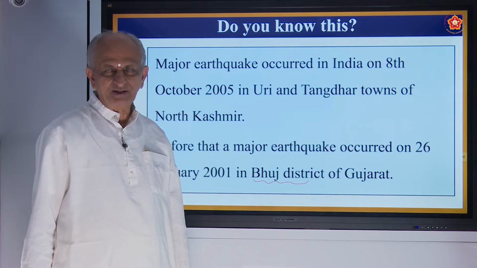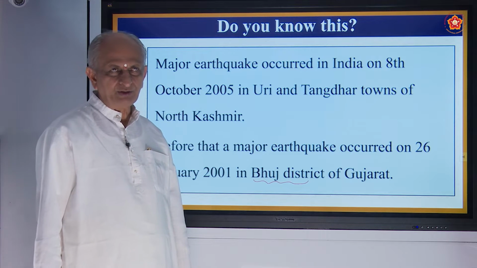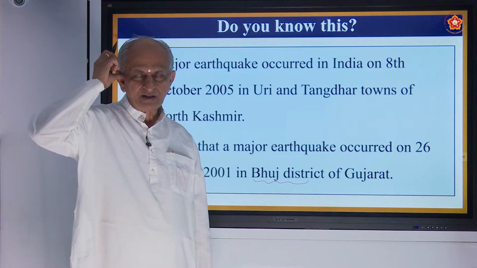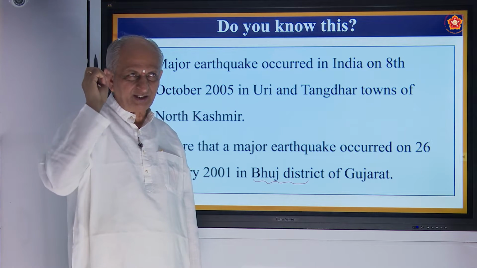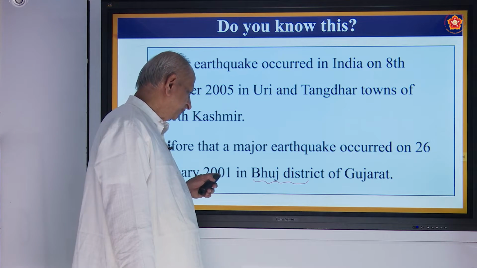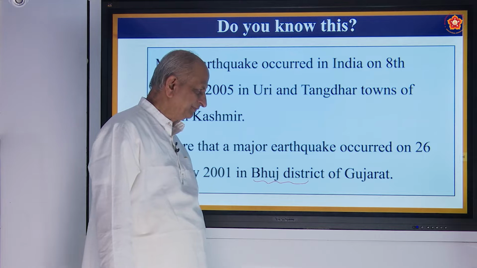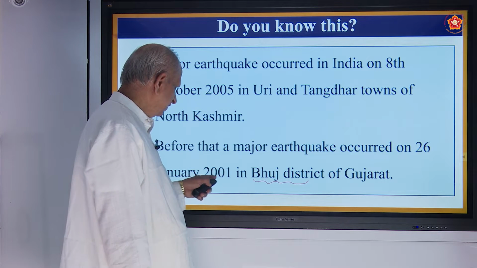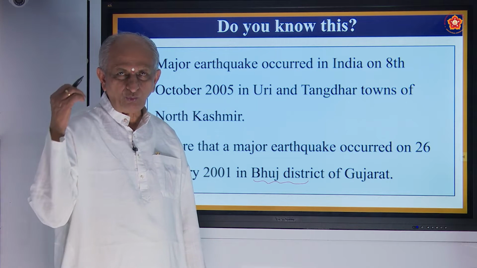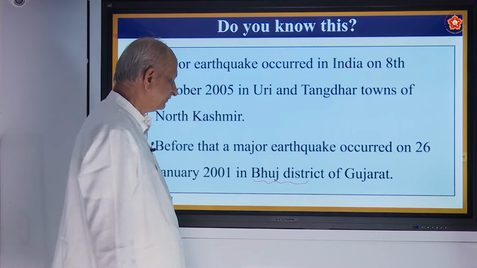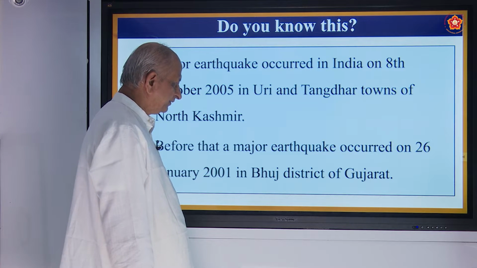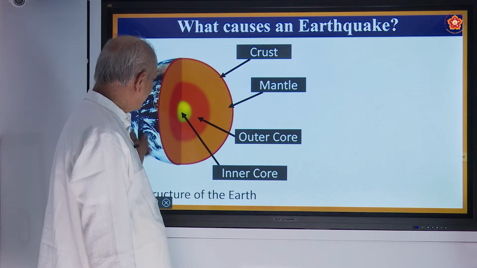There was a shock even in Maharashtra, in Gulbarga, Yadgir and other districts also. They felt the effect of this earthquake. Anyway, it was severe in Bhuj district of Gujarat. Now let us see why this earthquake takes place, or how it takes place. For that you must know the structure of the earth.